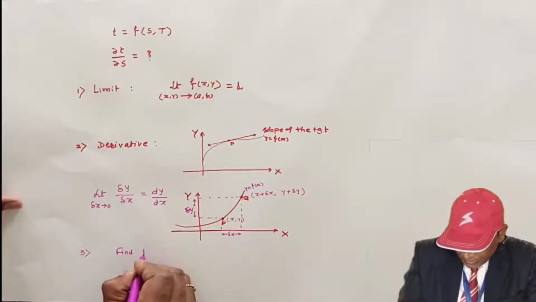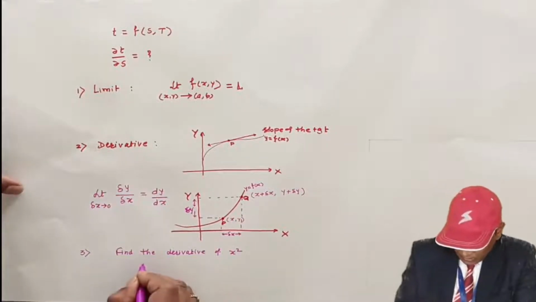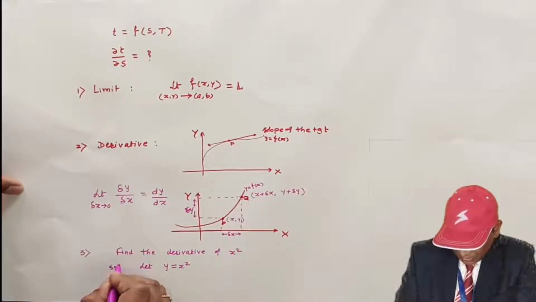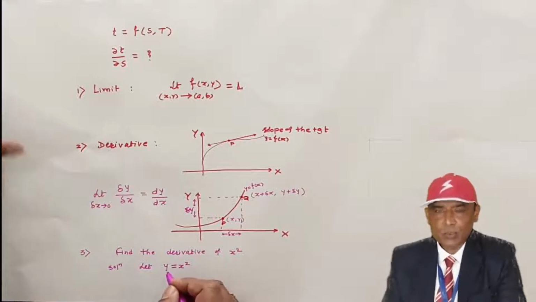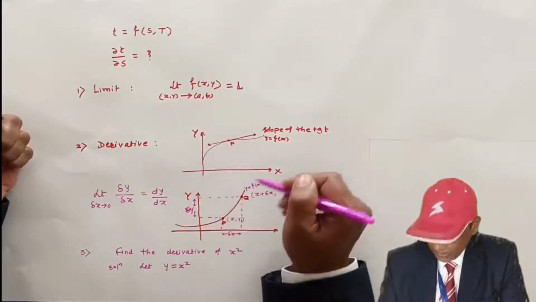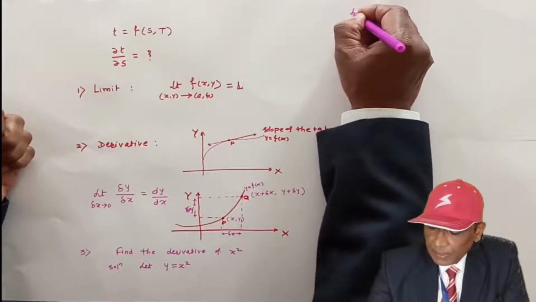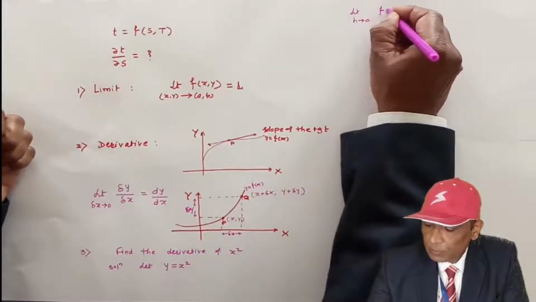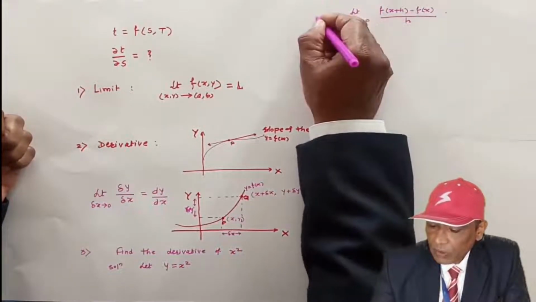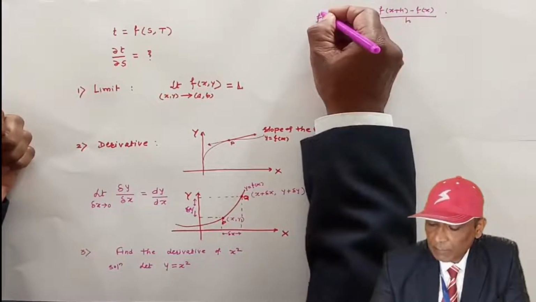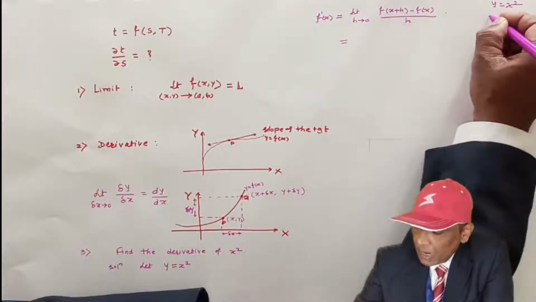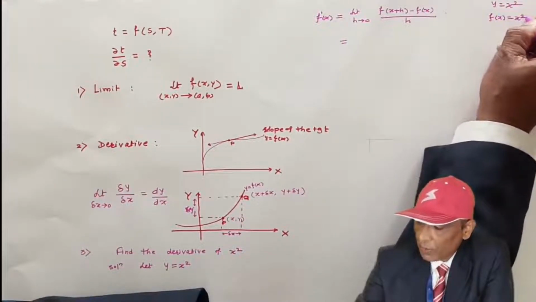Here I am writing: find the derivative of x square. Let y be a function of x, that is y = x square, and the derivative of x square is 2x. I am going to explain this using the definition of the derivative. The definition of the derivative: limit as h tends to 0 of f(x + h) minus f(x), divided by h. This is the derivative of f(x) with respect to x, and I denote it by f dash. Here y = f(x) = x square.